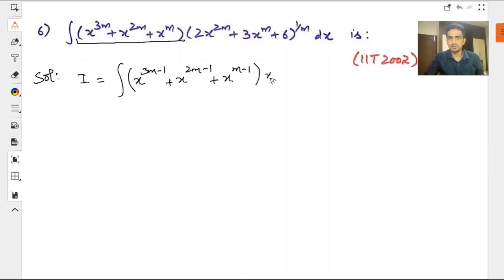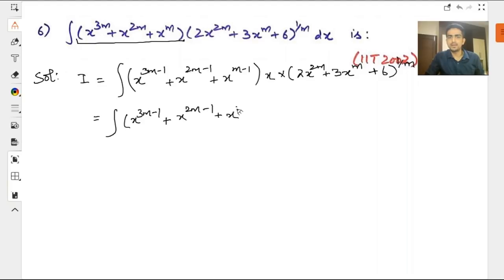I take x common. Sorry. 2m, 3xm plus 6 raised to power 1 by m. And then I enter this x in the second bracket. Let me multiply this x in the second bracket. Guys, be careful. It has power 1 by m.